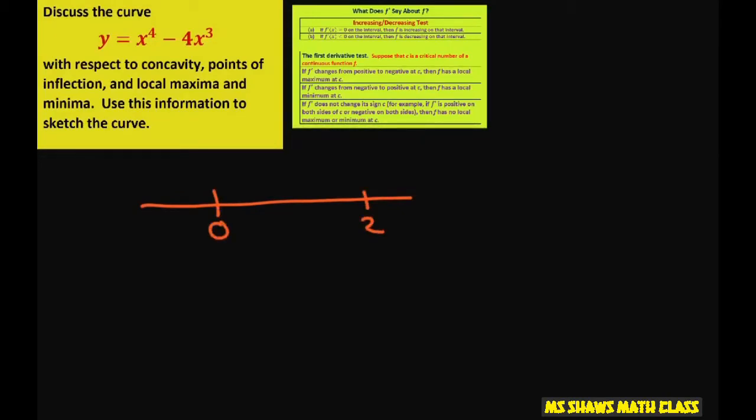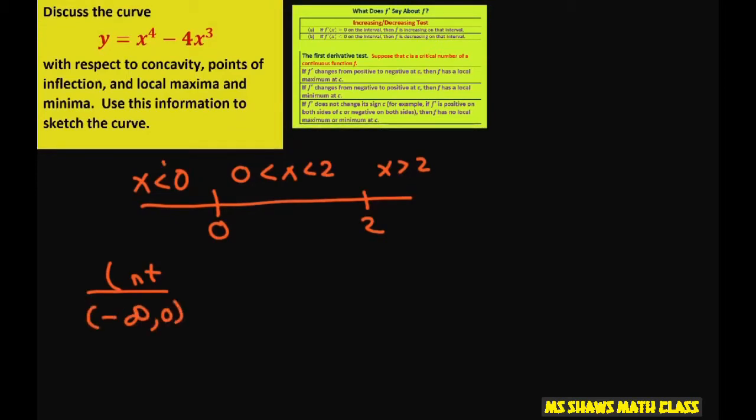We want to look at when x is less than 0, when x is in between 0 and 2, and when x is greater than 2. I'm going to do the intervals as negative infinity to 0, then 0 to 2, and then 2 to infinity. And we're plugging in this number.